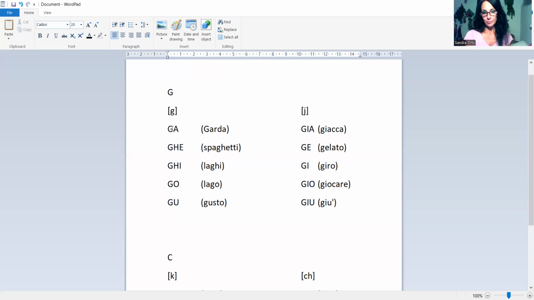As you can see, ga, go, and gu are probably not too difficult to read when you see them. Ghe and ghi are the ones that maybe cause more difficulty. I think it's probably more difficult when you hear it and you want to write it, instead of when you see it and you read it.